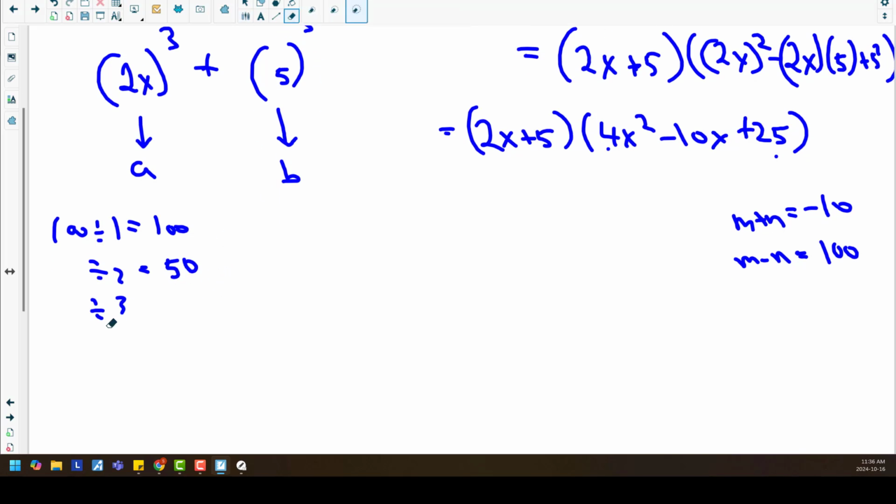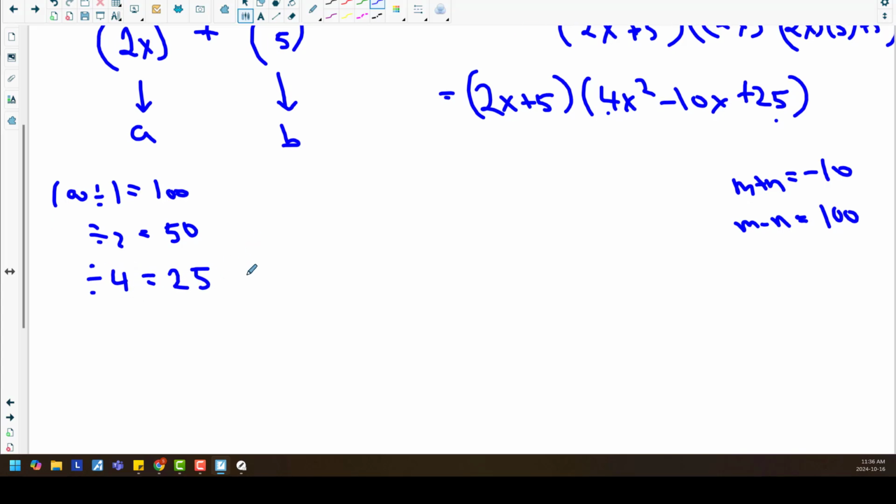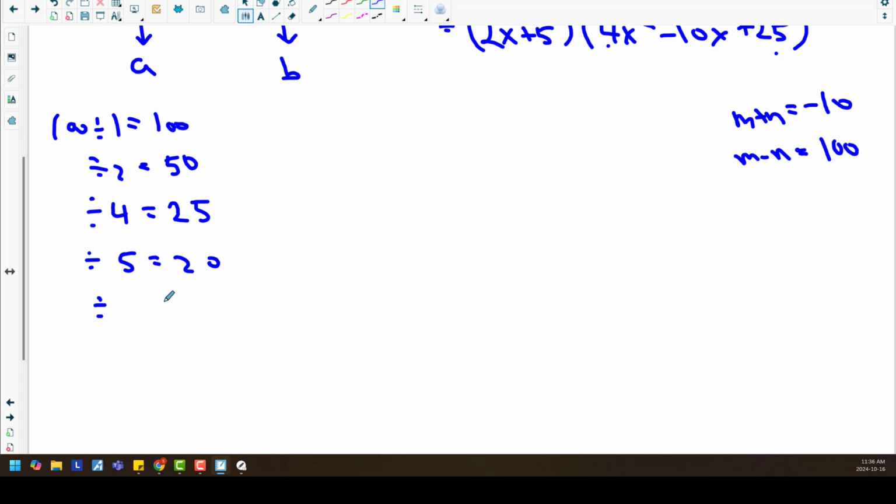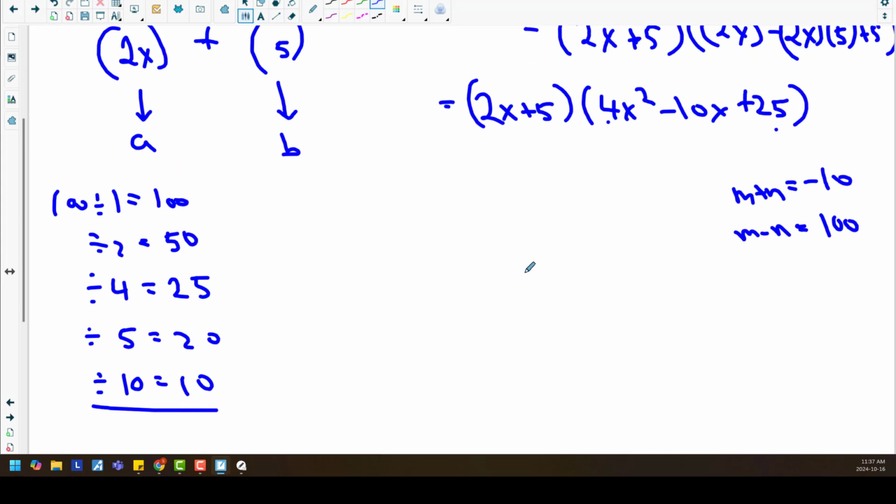100 divided by 3 doesn't work. That's not an even number. But divided by 4 does work. And that gives me 25. So 25 and 4 are factors. 5 works. That's just 20. 6 does not work. 7 does not work. 8. Does 8 work actually? It's 12.5. So no, it's not a whole number. So 9 doesn't work. 10 works. So 10 and 10. And once you're repeating, 10 and 10 are repeating, that's it. These are all the factors of 100. So 1, 2, 3, 4, 5, 6, 7, 8, 9, 10. Or technically 9. So 10 is repeating.